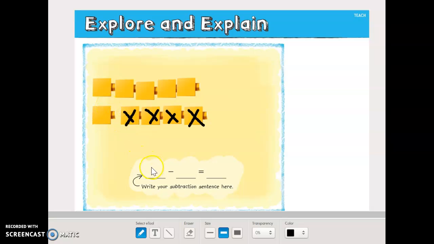So let's write our problem now. We're going to say 10 take away 4, and remember we call the answer the difference. It equals 6. The difference is 6. All right, let's move on to the next page.